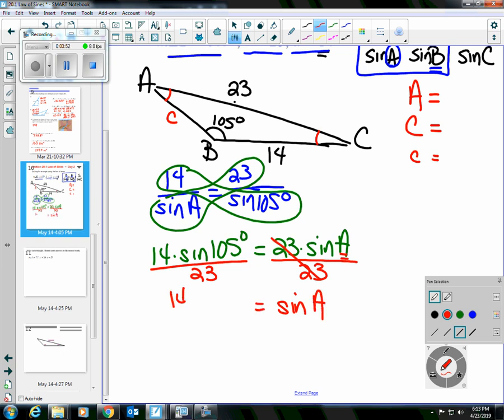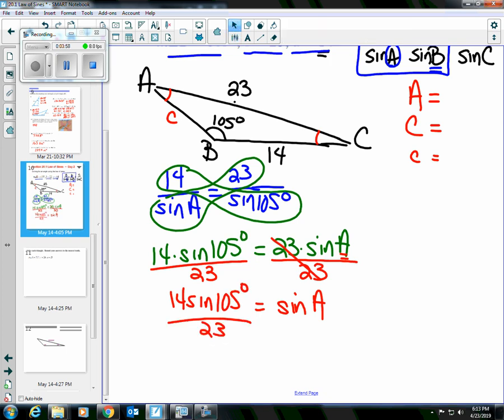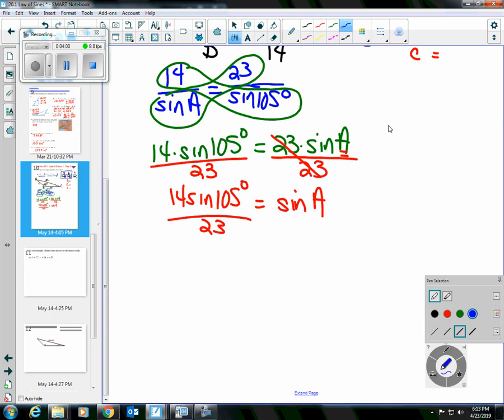So we have 14 times the sine of 105 degrees divided by 23, which we're going to do on our calculator in just a minute. Now, the whole idea is that we don't want sine of A, right? We just want angle A. We just want that angle measurement. So if you remember, we have to undo that operation. We need to undo sine. And this is where our inverse comes in.